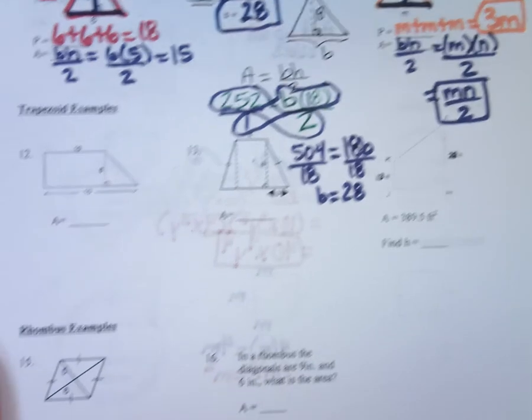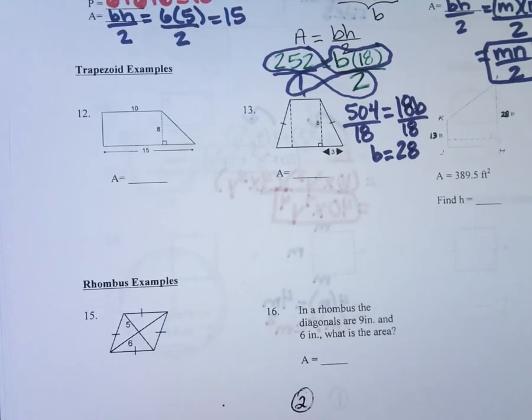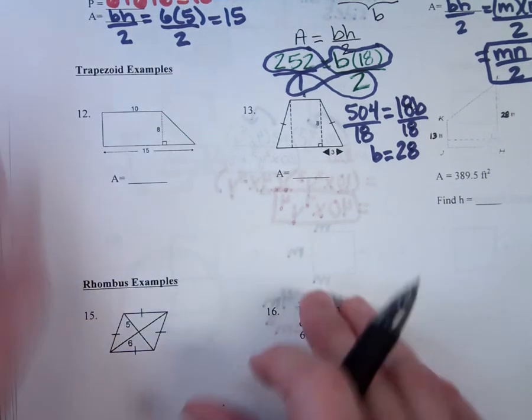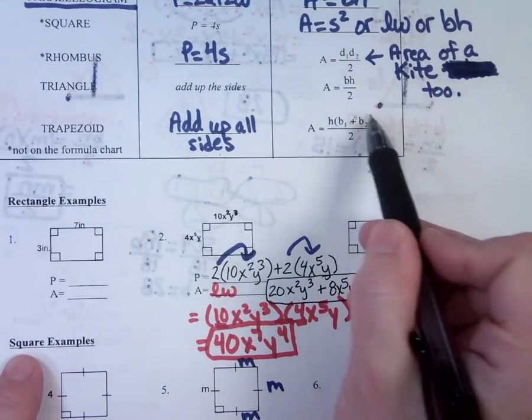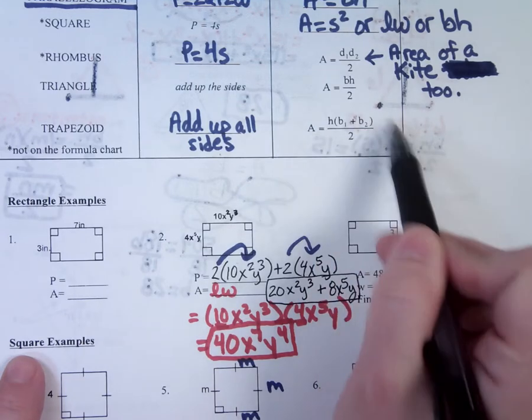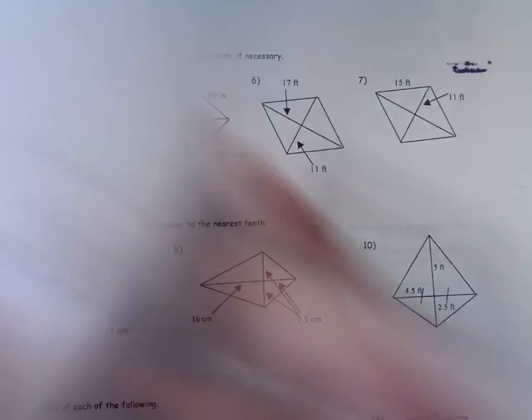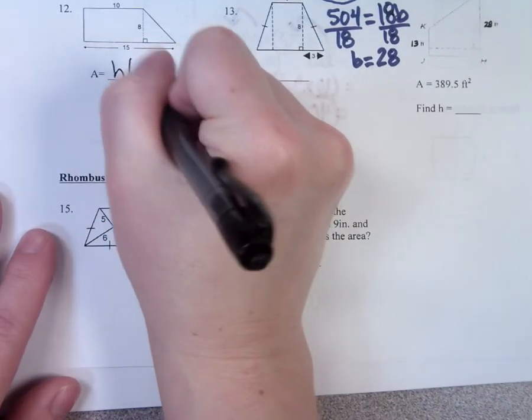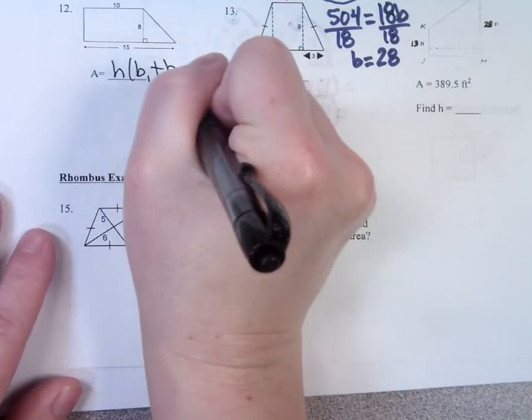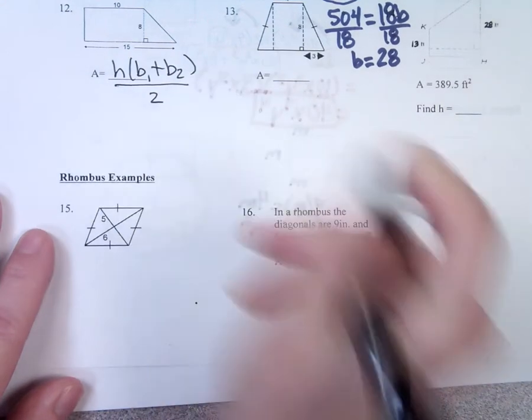Okay, let's look at 12. What is number 12? What shape? It is a trapezoid. So the formula, if you look on the front, we're only asked to find area. Your formula for area of a trapezoid is the height times base 1 plus base 2 divided by 2. So I'm just going to show you all the steps for now, but I am going to write the formula down real quick. So height times base 1 plus base 2 divided by 2.